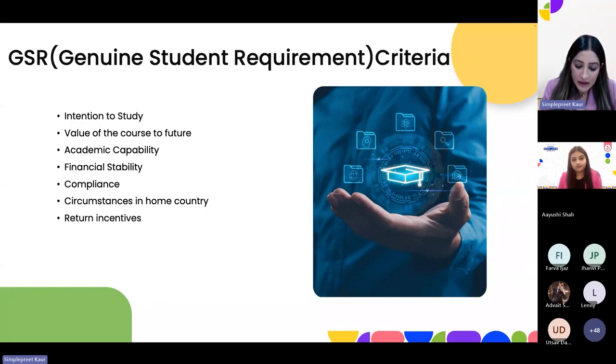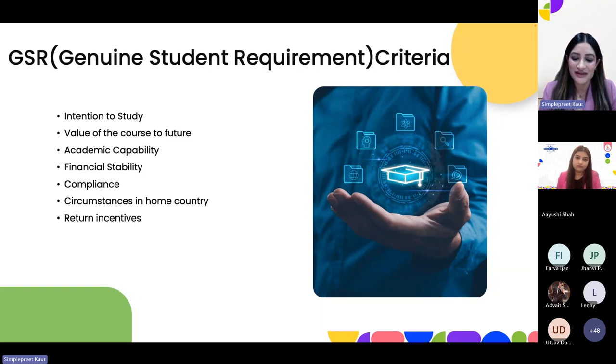Australia. Now, guys, it is very important that you justify this criteria in a strong manner to the Department of Home Affairs when you're applying for the student visa, because most of the refusals are on the basis of this particular criteria. So you must be aware that it is the most important criteria.